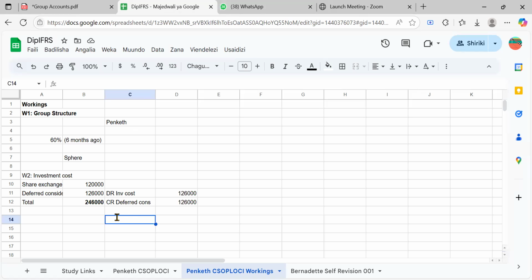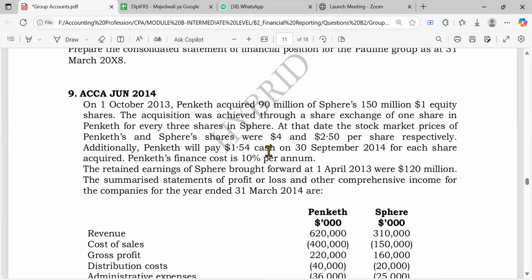Compute the finance cost. And how do we get that finance cost? You take your rate, which was 10 percent, and you multiply by this figure of deferred consideration that you have here, and you have 12,600, right? This will be the finance cost annually. Remember, you have discounted something, and that is the figure that you have on first October 2013.